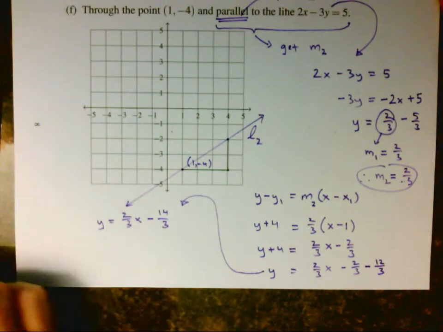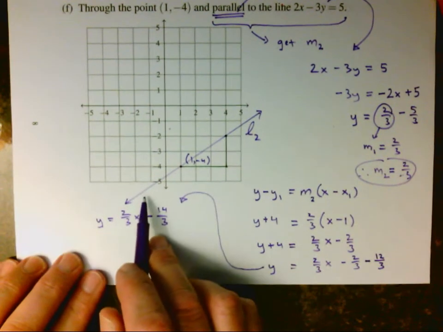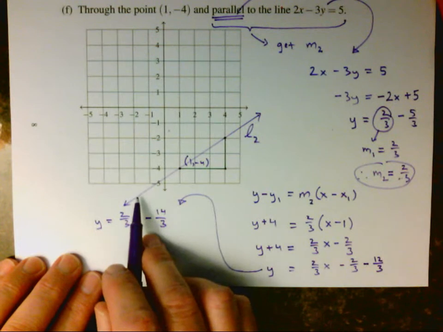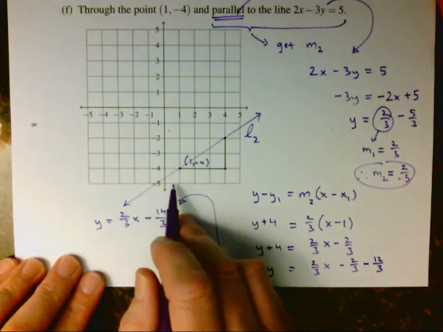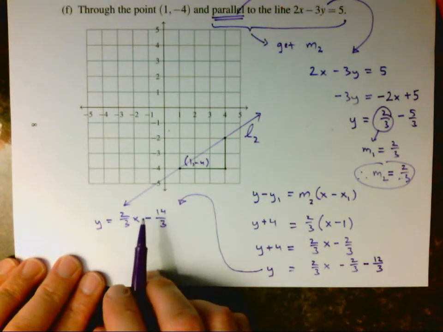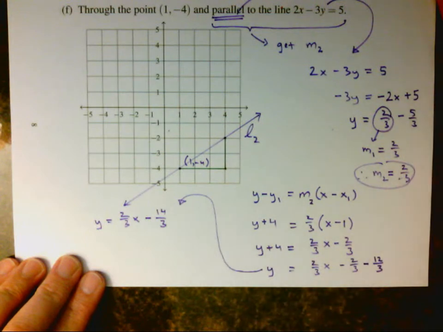So, one of the reasons I like to graph things as soon as possible is because I can use a graph to check myself. Now, this is the second line. I think if I go ahead and graph the first line, although they didn't tell me I had to, you can see that they're indeed parallel.